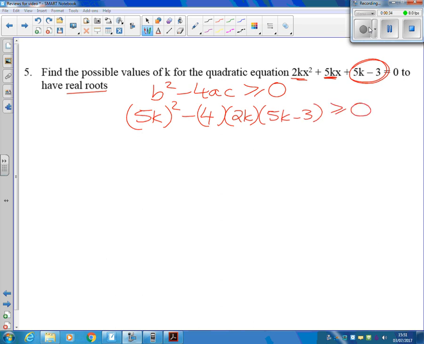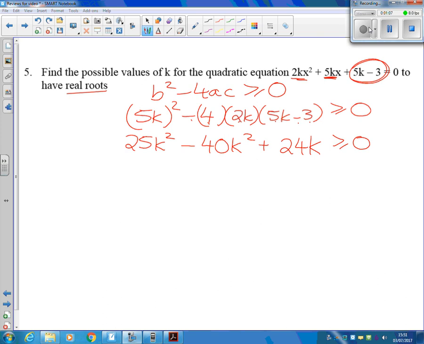So we have to be careful tidying up this algebra. So we've got 25k squareds there. And what have we got here? So we've got 4 times 2 times 5. So that is 40, isn't it? 40k squareds. And here we've got 4 times 2 times 3. So that is 24k's. And it's minus and a minus, so that's going to be a plus there. And we want this to be greater than or equal to 0.